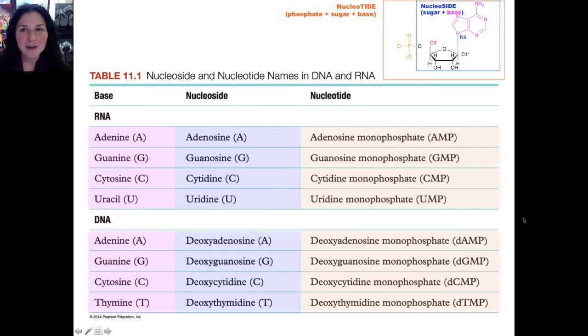The nucleotide is phosphate plus sugar plus base. The nucleoside is just the sugar and the base, and the base is simply the nitrogenous base, the purine or pyrimidine, from the first page of your activity.